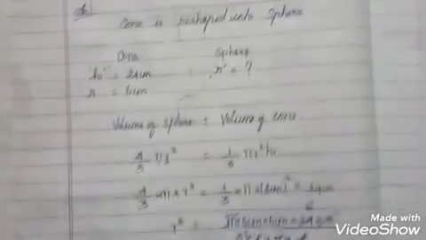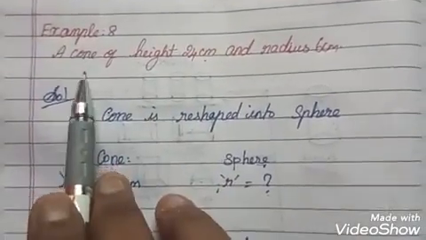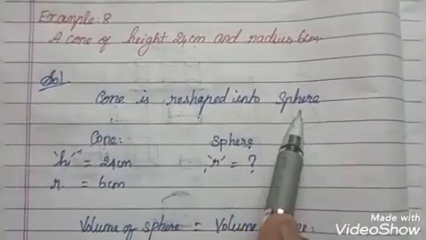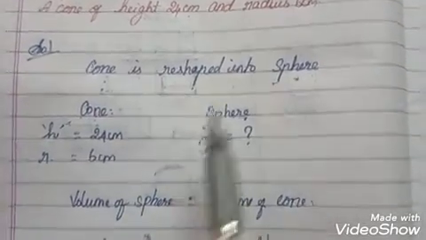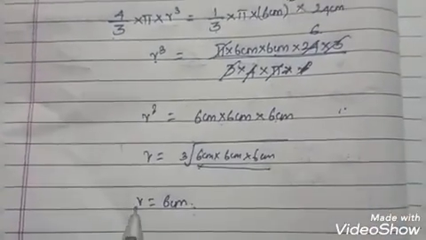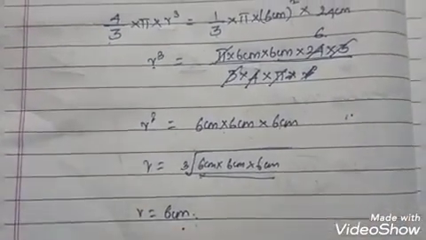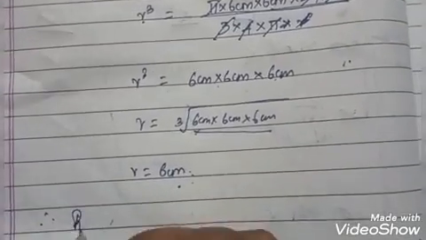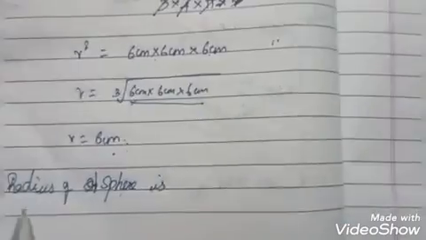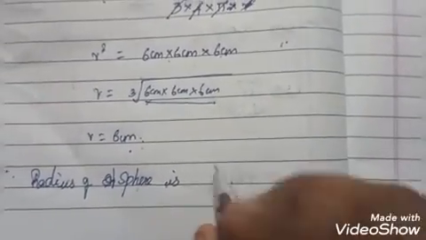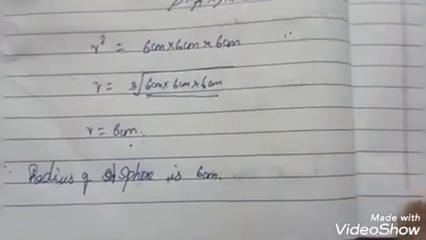So here the child reshaped the cone into a sphere. The child reshaped the cone into a sphere, which means the radius of the sphere is nothing but 6 centimeter. Therefore you need to write radius. So radius of sphere is 6 centimeter.